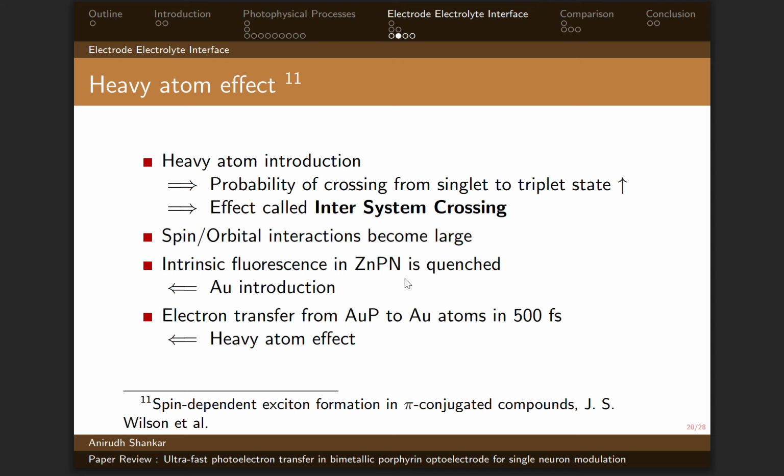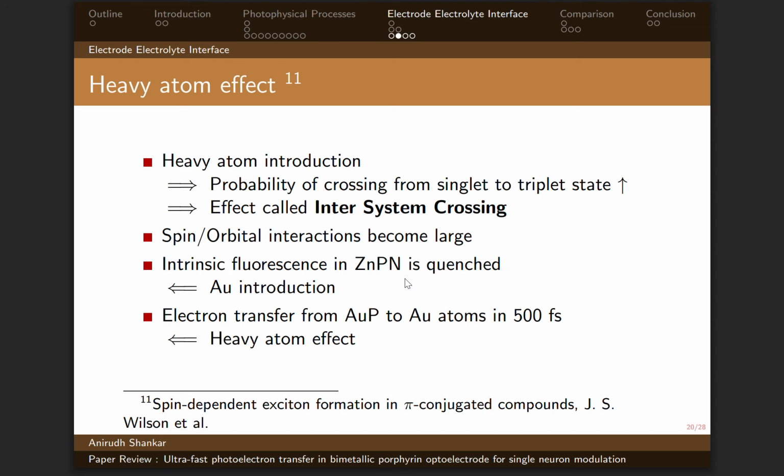This is attributed to the heavy atom effect. The heavy atom effect is basically a complex way of saying the introduction of a heavy atom. Due to the introduction of a heavy atom, the probability of crossing from a singlet to a triplet state increases. This is termed intersystem crossing, and this is a consequence of spin orbital interactions becoming large.